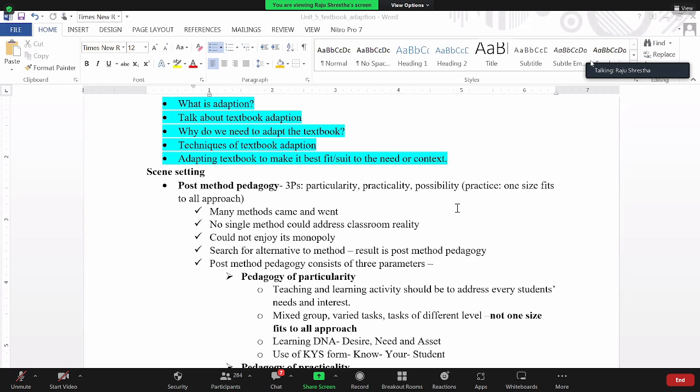Should be capable to explore individual students' possibility. These are the parameters of textbook.